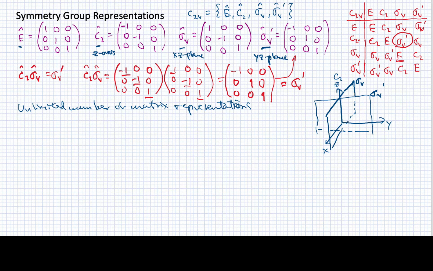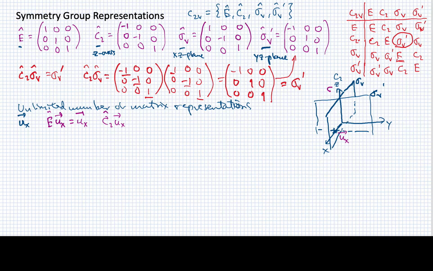Now what I want to do instead is imagine that I have a vector that's simply along the x-axis. I'll call this vector u sub x, and I'll put a little arrow over it to indicate it is a vector. And what I want to do is look at what each of these 4 operations in the C2V point group does to u of x. The first one is pretty easy, because the identity operator doesn't do anything; it leaves it as u of x. What about the C2 operation on u of x?